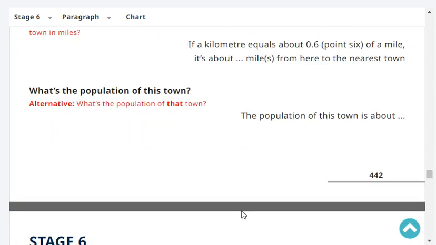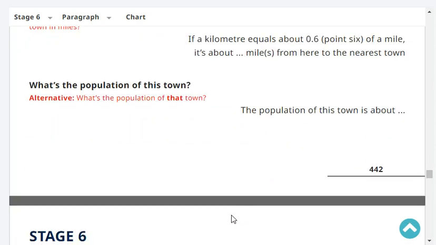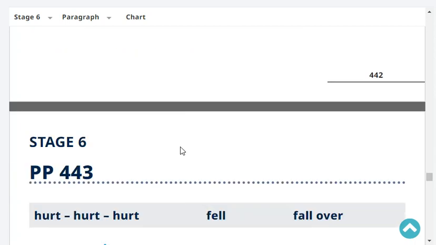Okay, next. What's the population of your town? The population of my town is about 1 million people. Very good.